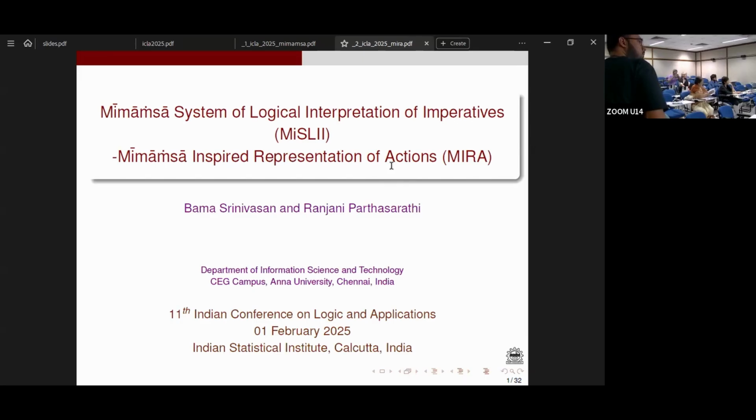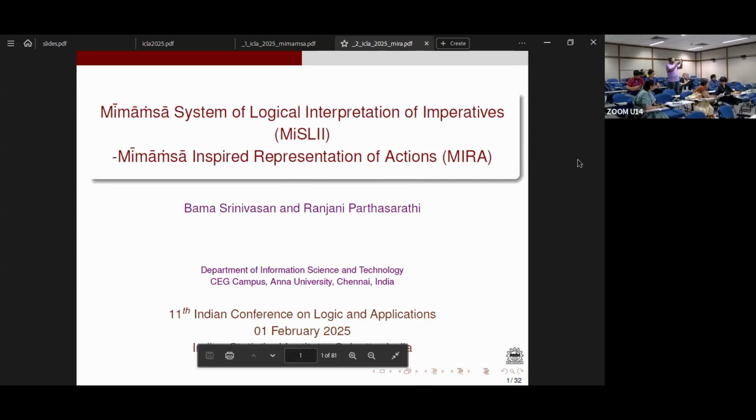Yes, we can just fit them in. I was trying to make some correspondence here. The basic connectors belong to the second class. Negation would be Nishedha.